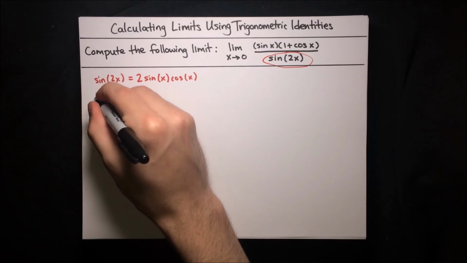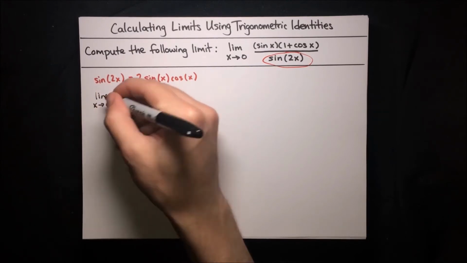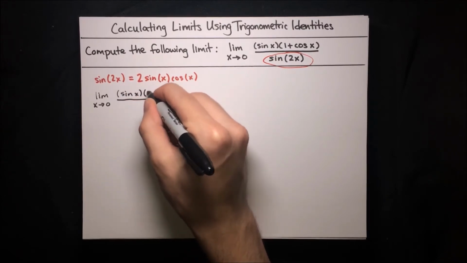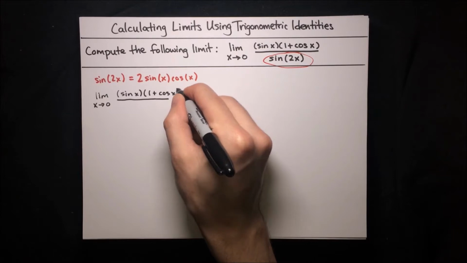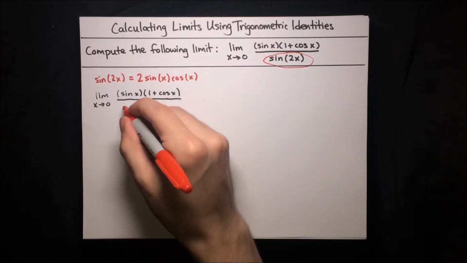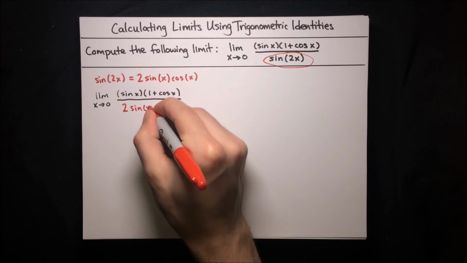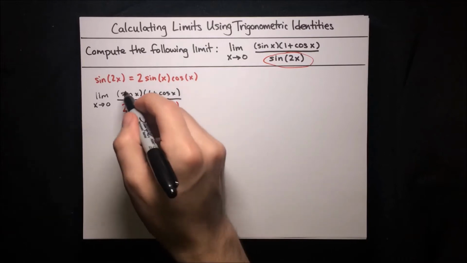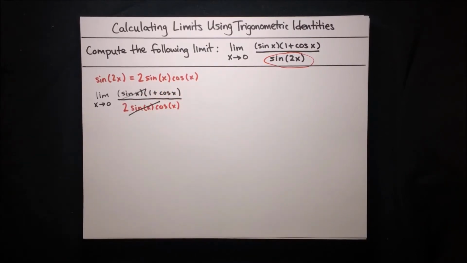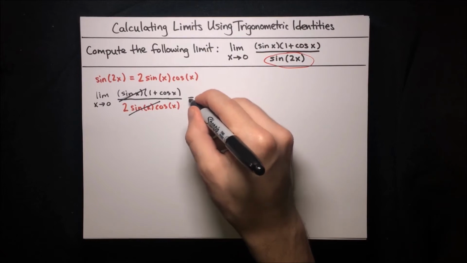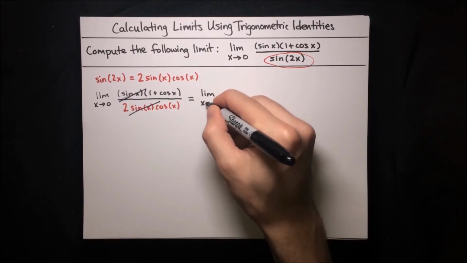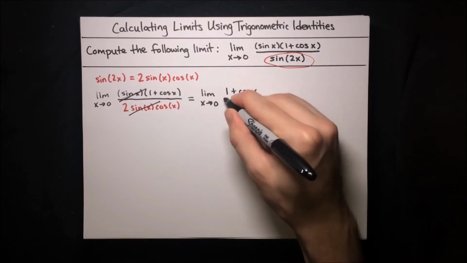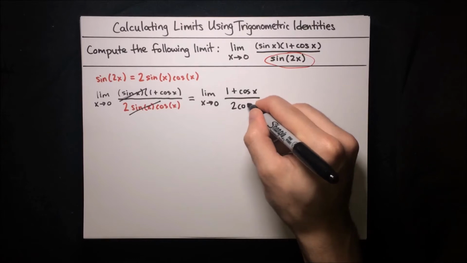So the limit becomes the limit as x approaches 0 of, numerator stays the same, just sine x times 1 plus cosine x. But the denominator is now 2 times sine x times cosine x. And hey look, some things cancel. This sine x in the numerator and sine x in the denominator, those cancel. Alright, so let's write our limit again without those terms which canceled. Now it's the limit as x approaches 0 of 1 plus cosine x in the numerator, and in the denominator it's just 2 cosine x.